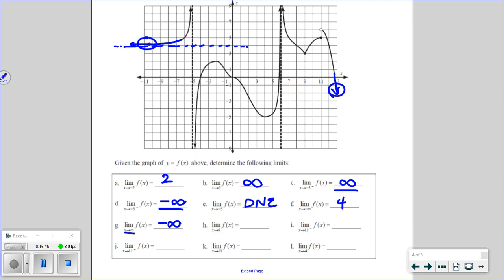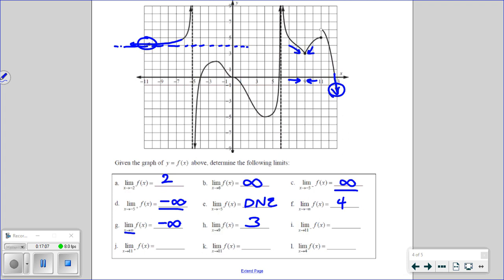Okay, let's look at the next one. The limit as x approaches 9 of f of x. Okay, so this is a two-sided limit. So we have to approach 9 from both directions. Now let's go up to our graph. It looks like y is getting closer to 3 from both directions.